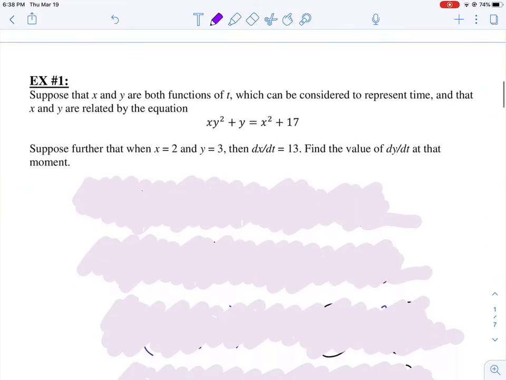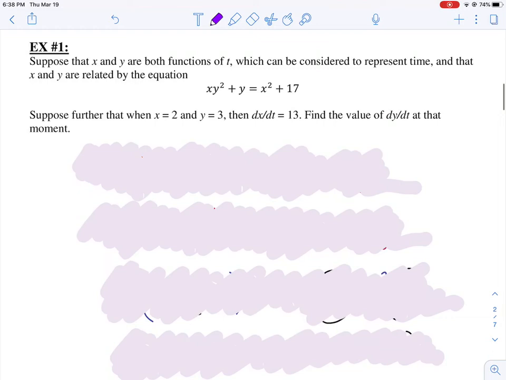All right, the first example we're going to do is still a very generic example with x's and y's, but we're going to do some more examples in the next few videos that are a little bit more application. But I wanted to start with this one first. It says, suppose that x and y are both functions of t, which can be considered to represent time. So we're going to figure out the rate at which x changes over time and y changes over time. And that x and y are related by this equation.